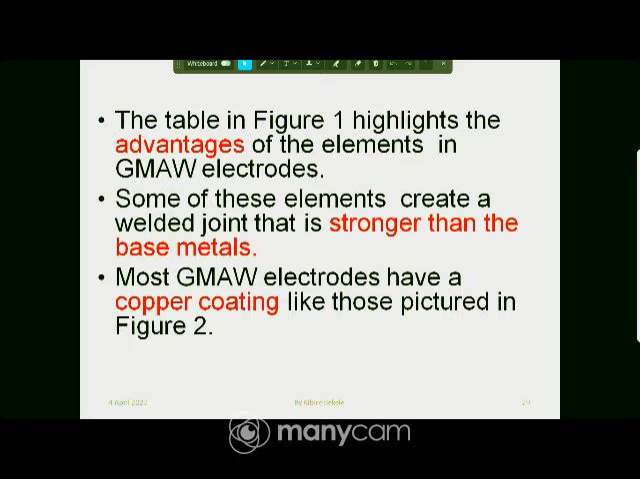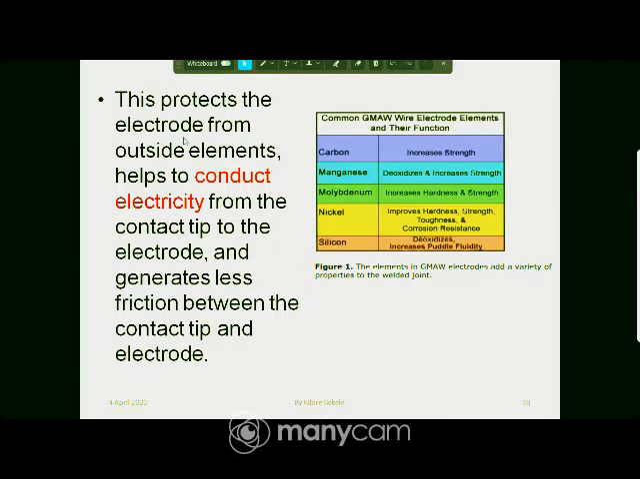Most gas metal arc welding electrodes have a copper coating, like those pictured in figure 2. So why do they have a copper coating? This protects the electrodes from the reaction with outside elements, and helps to conduct electricity from the contact tip to the electrode, and generates less friction between the contact tip and the electrode. Because of this, it must have a copper coating.